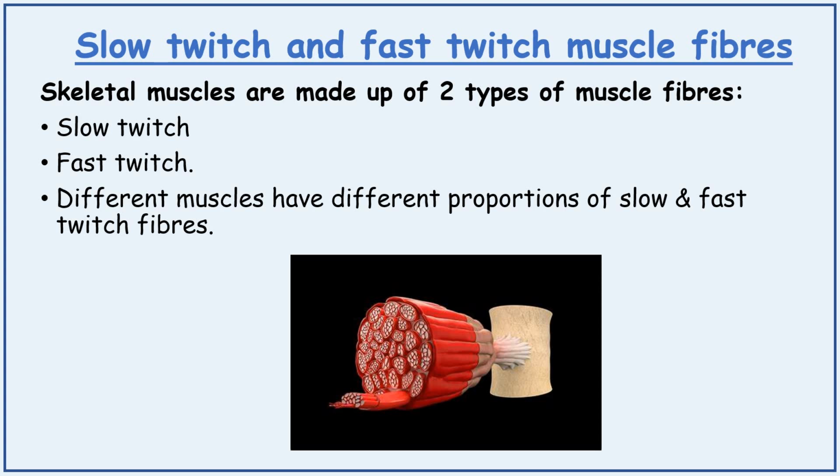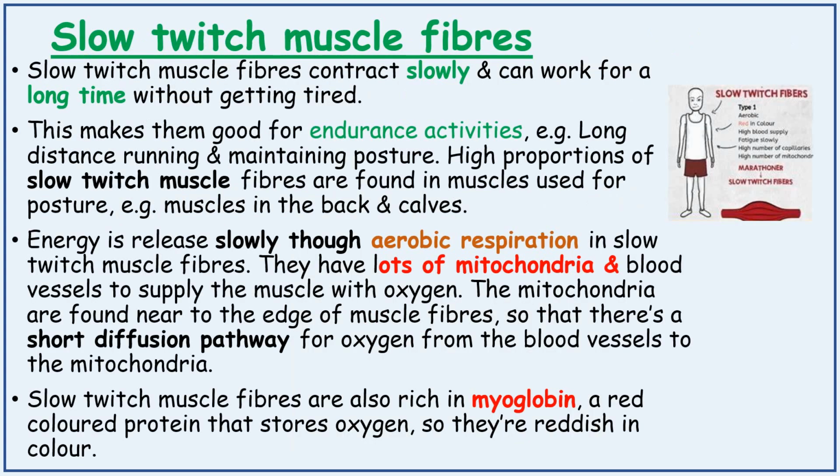Slow twitch and fast twitch muscle fibres. Skeletal muscles are made up of two types of muscle fibres, slow twitch and fast twitch, and the different muscles have different proportions of slow and fast twitch fibres. Slow twitch muscle fibres contract slowly and can work for a long time without getting tired. This makes them good for endurance activities, for example long distance running and maintaining posture.